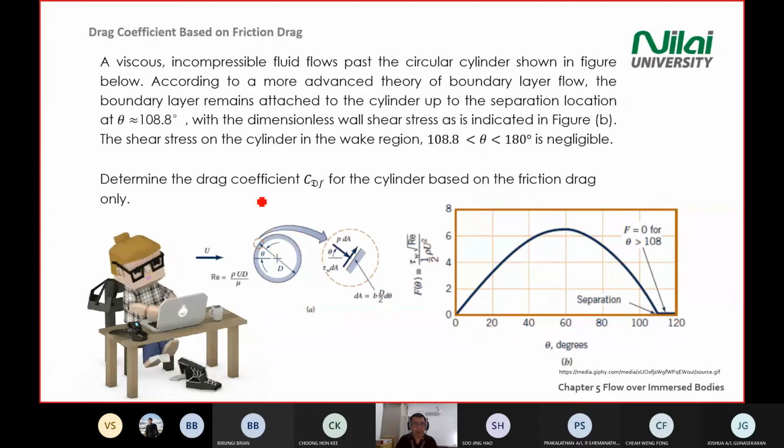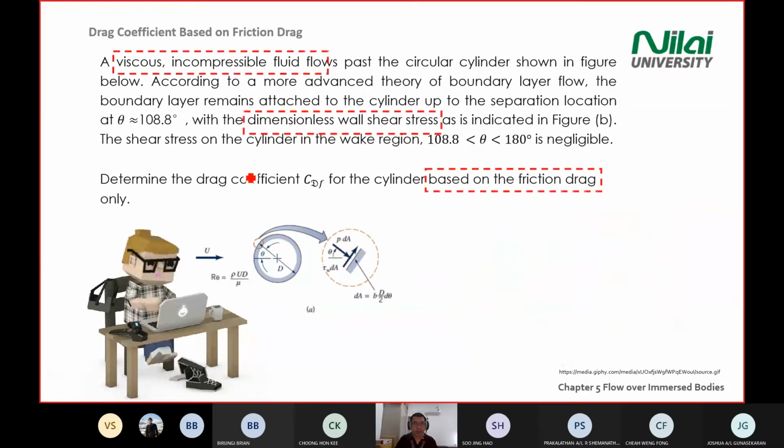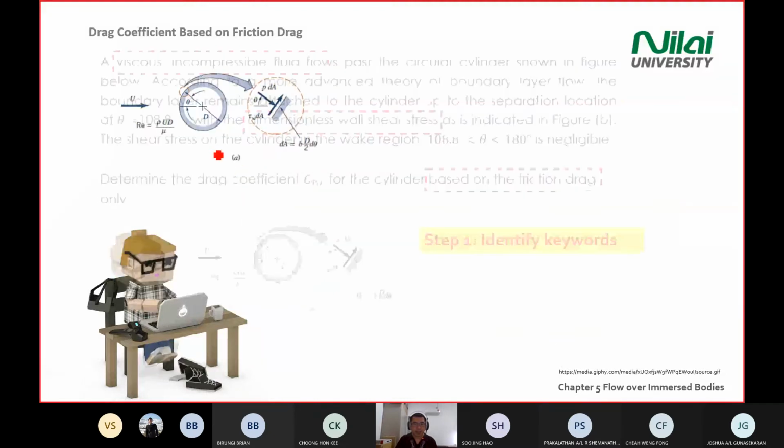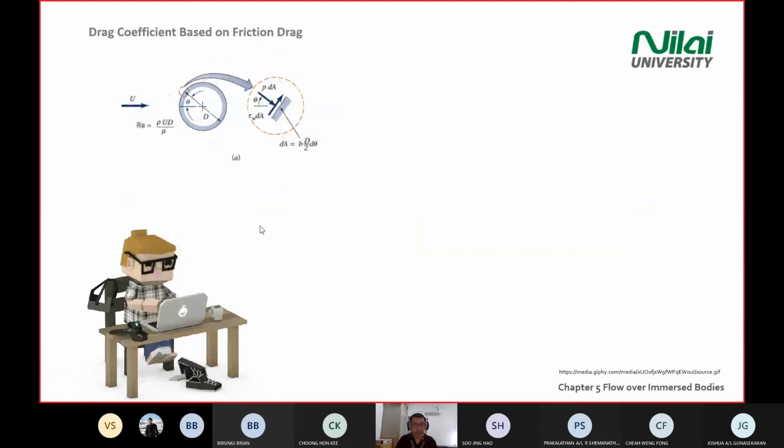So they asked us to determine the drag coefficient. Now, how does it happen? These are the keywords. Then we copy the diagram given here, which is a free body diagram. We have a Reynolds number, Re equal to rho V d divided by mu, because this is a cylindrical body.